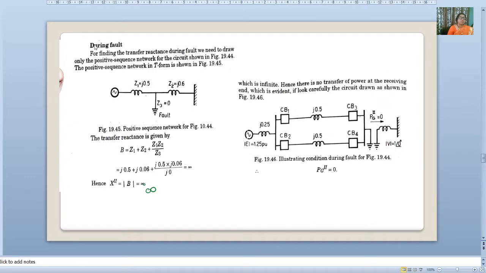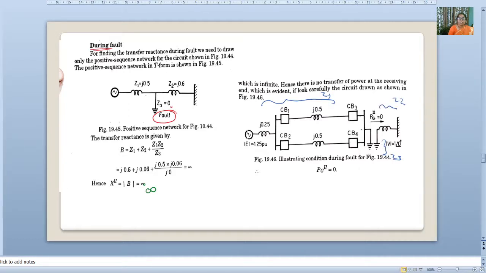The second condition is the during-fault condition. As the fault is on one end of the transmission line, this Z3 will be 0. If I want to calculate the transfer reactance in this case, it will be Z1 plus Z2 plus Z1 into Z2 divided by Z3. This part will be our Z1, this part will be our Z2, and this part will be Z3.